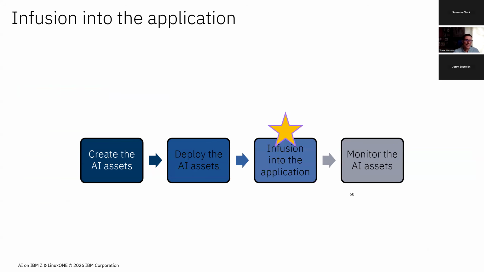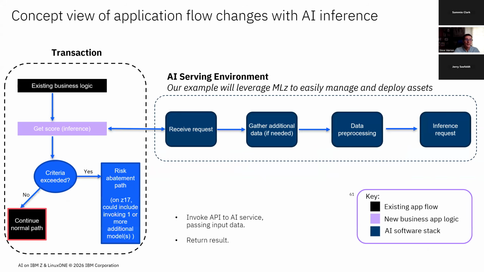Okay, so we have that, and now I want to actually infuse it into the application. So I have now the environment where I have the model. My data scientist has given me those assets. I've deployed it into that AI framework. Now what do I have to do from an application point of view? The application is going to call the model, and that's this purple box here. It's going to get the score. It's going to pre-process the data if necessary and invoke the particular model that's running on Z. And then it's going to make an if-then-else afterwards.